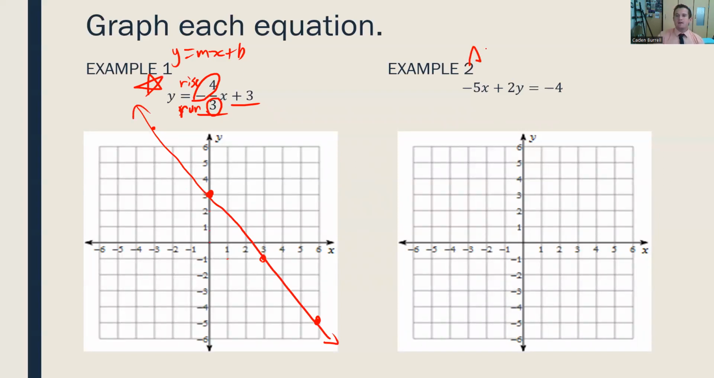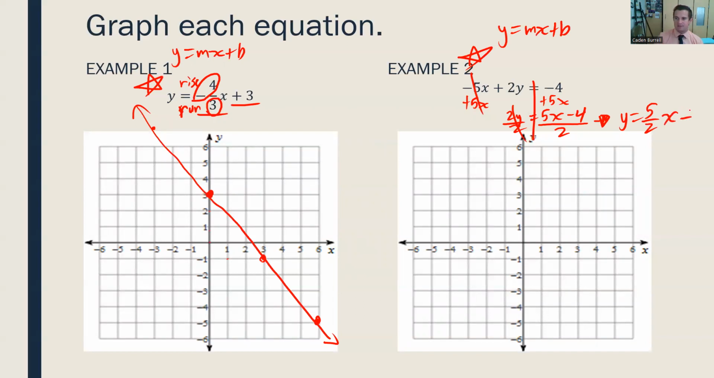Okay. For this equation, it's not quite yet in slope-intercept form. So I need to change that. I need to get y by itself. So I'm going to go ahead and add 5x on both sides to start with, leaving me with 2y equals 5x minus 4. And then I'm going to divide everything on both sides by 2, leaving me with y equals 5/2 x minus, and then 4 divided by 2 is 2.